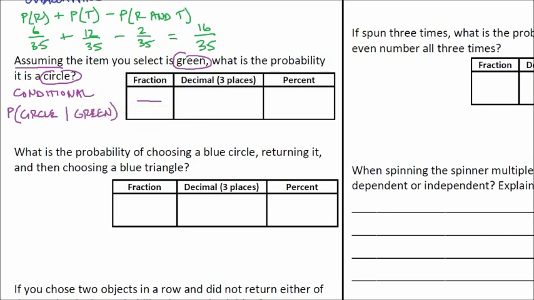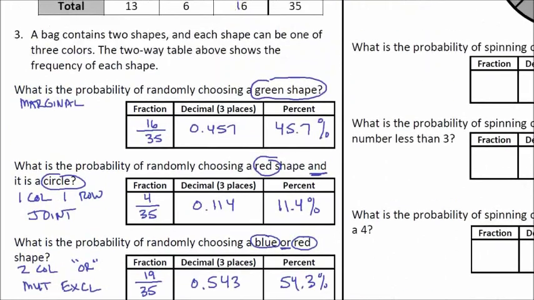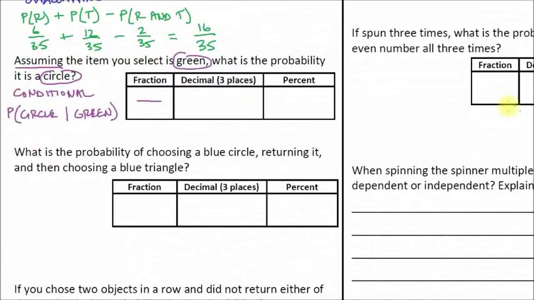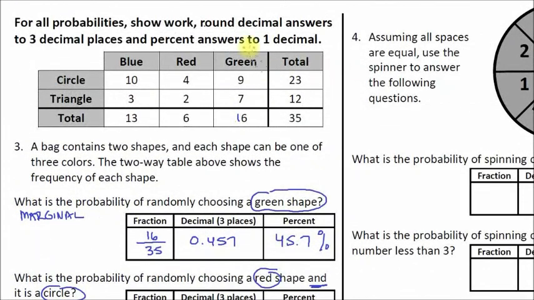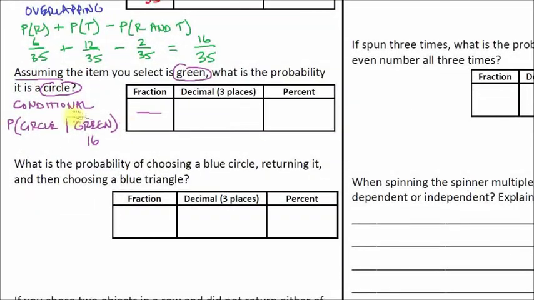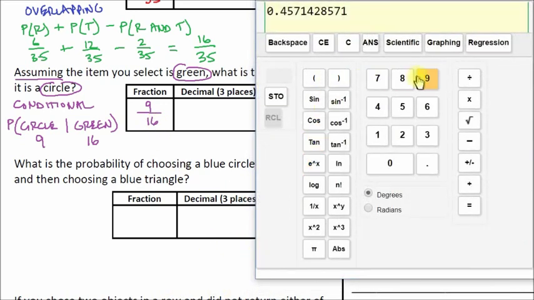So first we look at how many shapes are actually green. So here's our assuming column. It's got to be green. We got a total of 16 things that are green. And of the 16 things that are green, 9 of them are circles. So that means we got 9 circles out of all the greens, and that makes our fraction 9 divided by 16.